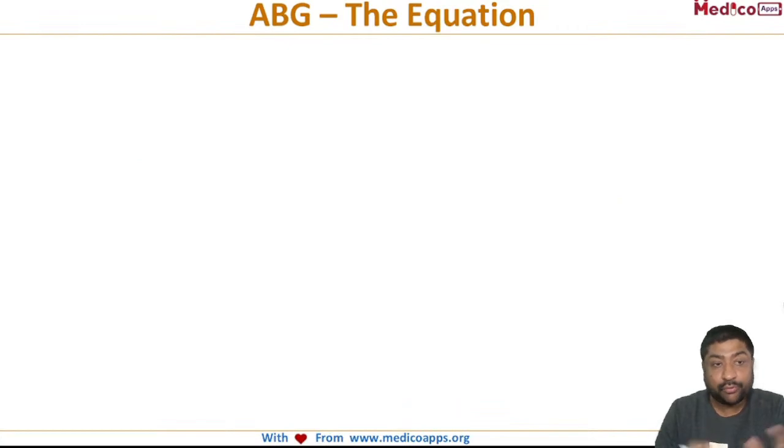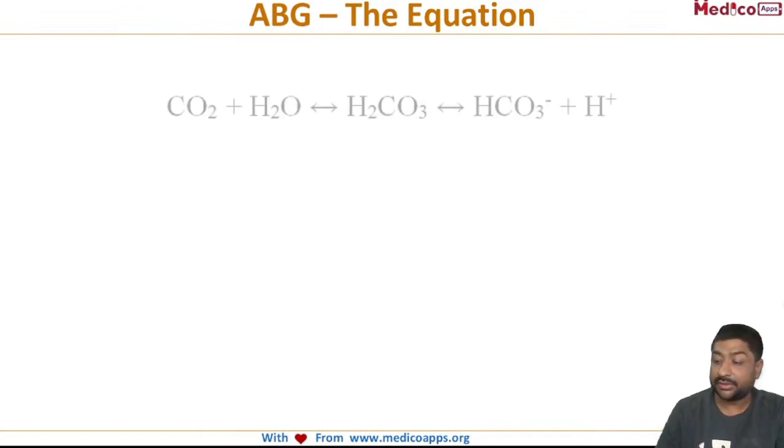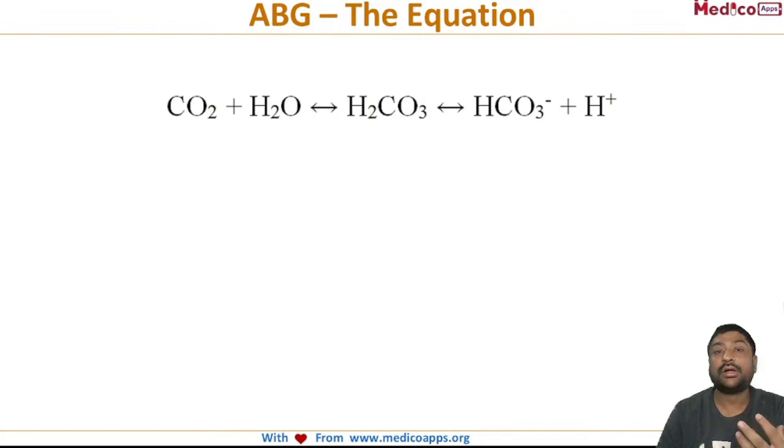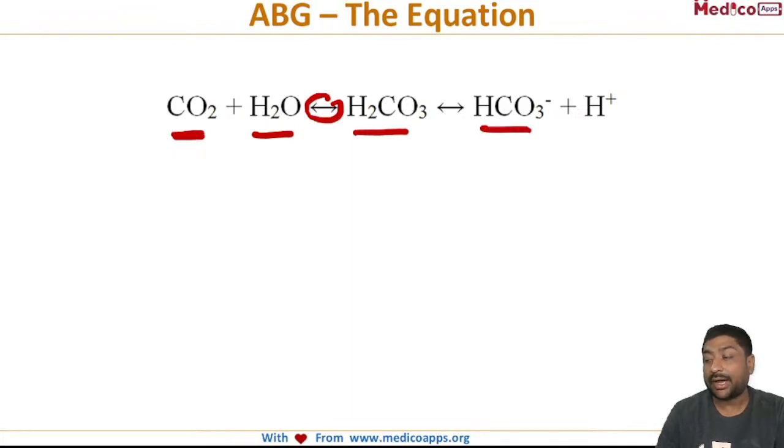So before we begin, I'll show you a unique algorithm by which you can solve any ABG in less than 10 seconds. Let me just explain the ABG equation, or the acidity equation. So remember, it is carbon dioxide plus water, which forms a reversible reaction to form bicarbonate plus H plus ion. Okay, so this is very, very clear.